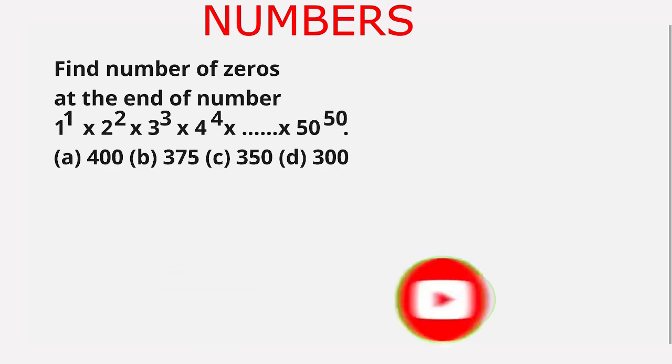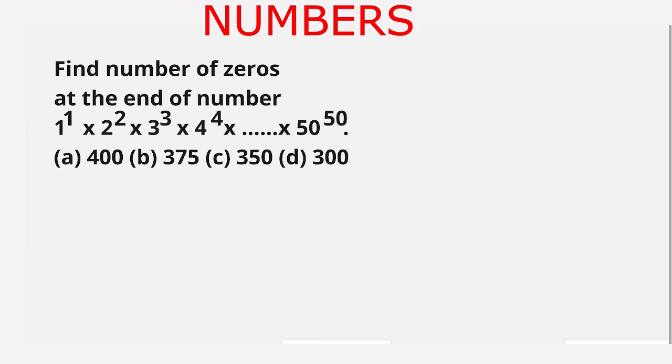In the given number, 1^1 multiplied by 2^2 multiplied by 3^3, up to 50^50, we have to find the number of zeros at the end. The number of zeros is nothing else but the power of 10 in the given number, and that can be obtained from the power of 2 and the power of 5. As there are many even numbers, the power of 2 will be more than the power of 5. Therefore, we will only find the power of 5 in this number, and that many zeros will be in this number.